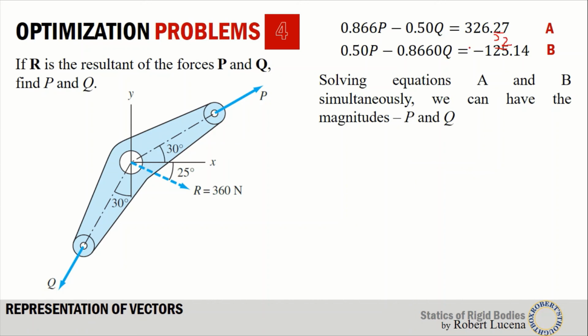So solving the two equations simultaneously, if you want to solve for P in terms of Q, then you substitute the value of P you determined from the first equation in terms of Q. Then you are left with only Q values in this second equation. Otherwise, if you want to solve for Q in terms of P, then substitute the value of Q to get the value of P. Or you may use your calculators to solve for the two unknowns. Solving them simultaneously, we have the value of P equal to 717.26 and the value of Q equal to 589.79 kilonewton.